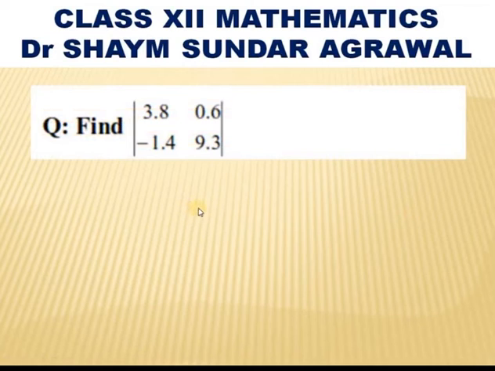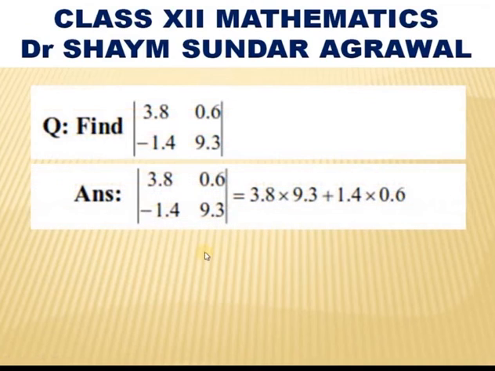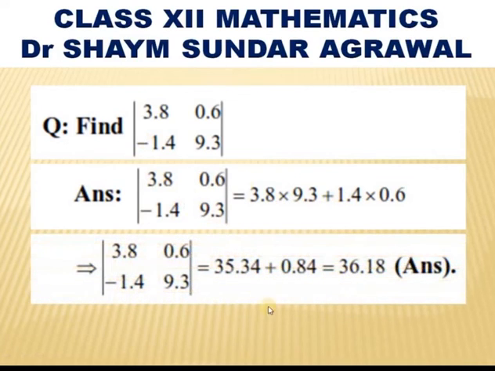Let us find out the determinant of 3.8, 0.6, minus 1.4, 9.3. So, the determinant of this is 3.8 into 9.3, minus of minus is plus 1.4 into 0.6, which equals 35.34 plus 0.84, which equals 36.18.